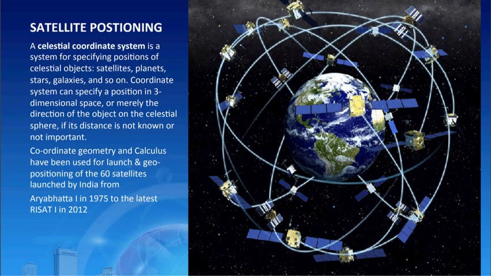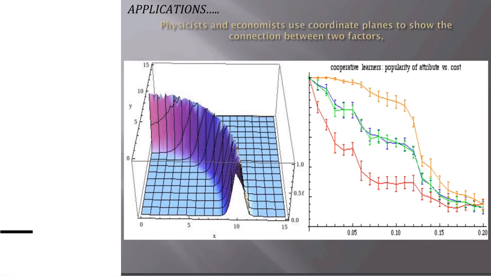Satellite positioning: satellites are connected to the internet and many highly technological things, so we use coordinate geometry to position them, to locate them, in all sorts of things. These satellites help us with the internet, directions, and many other things. It also helps in physics, economics.